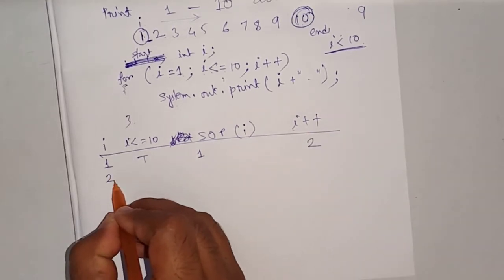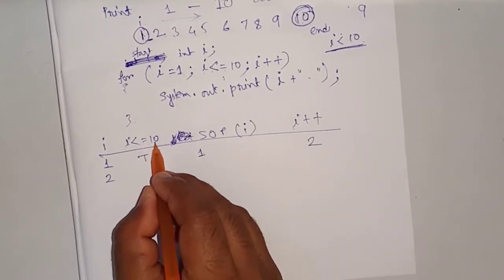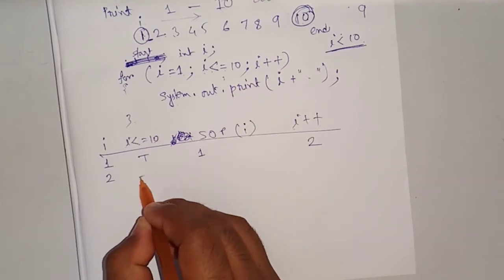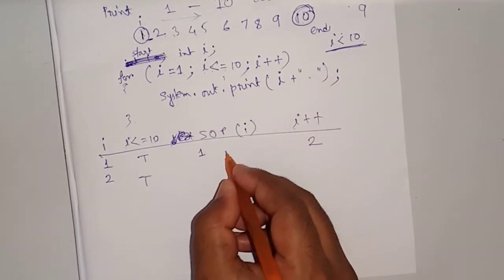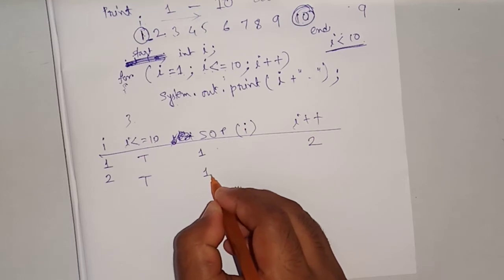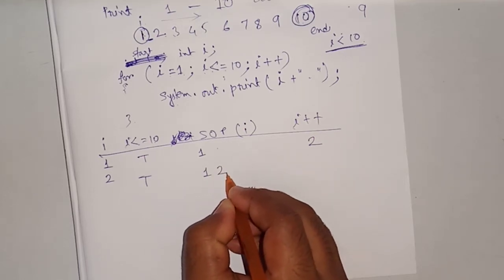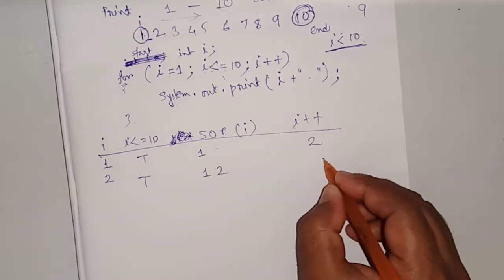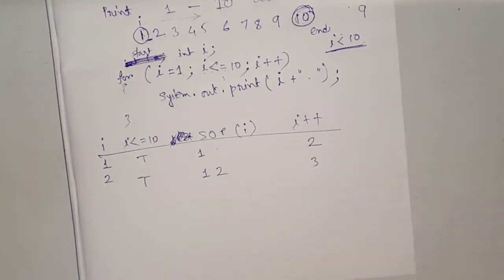Now we check 2. Is 2 less than or equal to 10 or not? Yes, true. Then we print 2 beside I. The 1 is still present, and beside 1 we write 2. Okay, then I becomes 3.